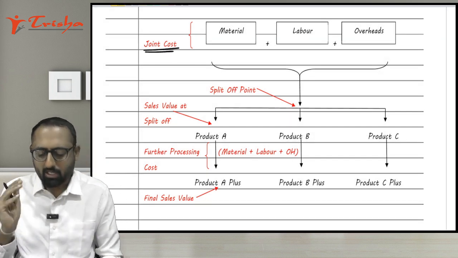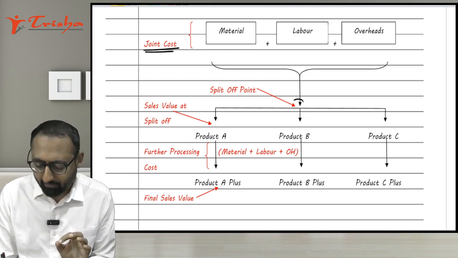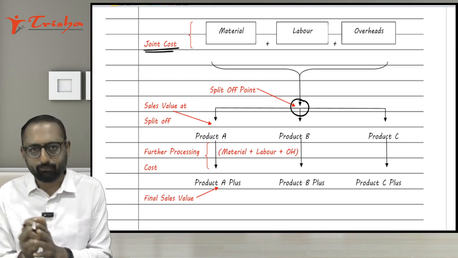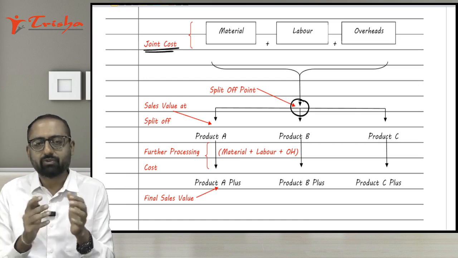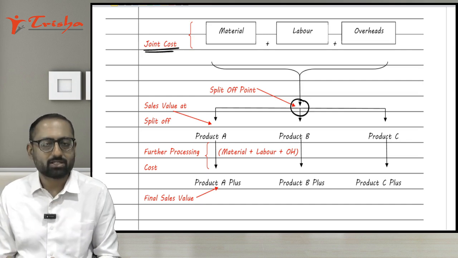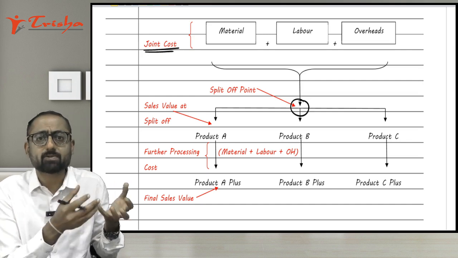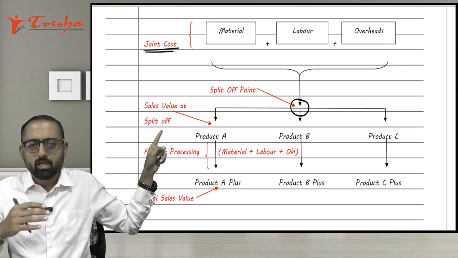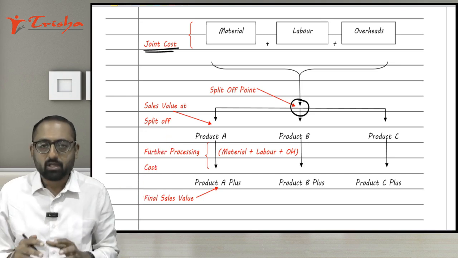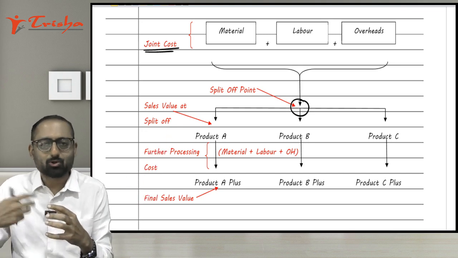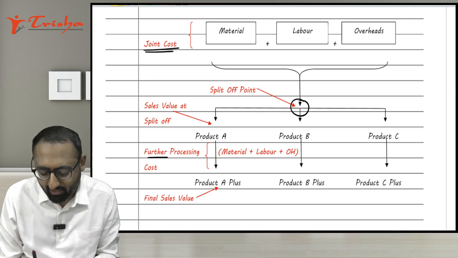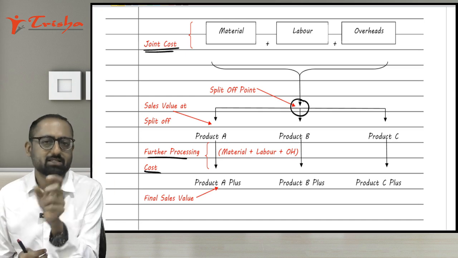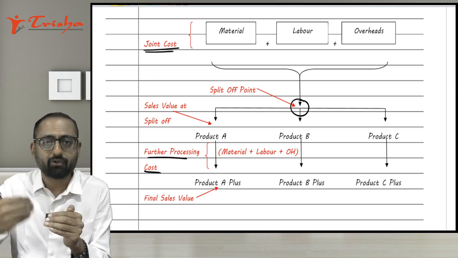Now, there will be one point at which more than one product segregates. That point is called as the split off point. The point at which various products is segregated, that point is called as the split off point. If you sell that product at the split off stage only, then the selling price is called as the sales value at split off. But if you further process, so if you incur further material cost, labor cost, and overhead cost, which is called as the further processing cost, then you sell the product. That selling price is called as the final sales value or sales value after further processing.